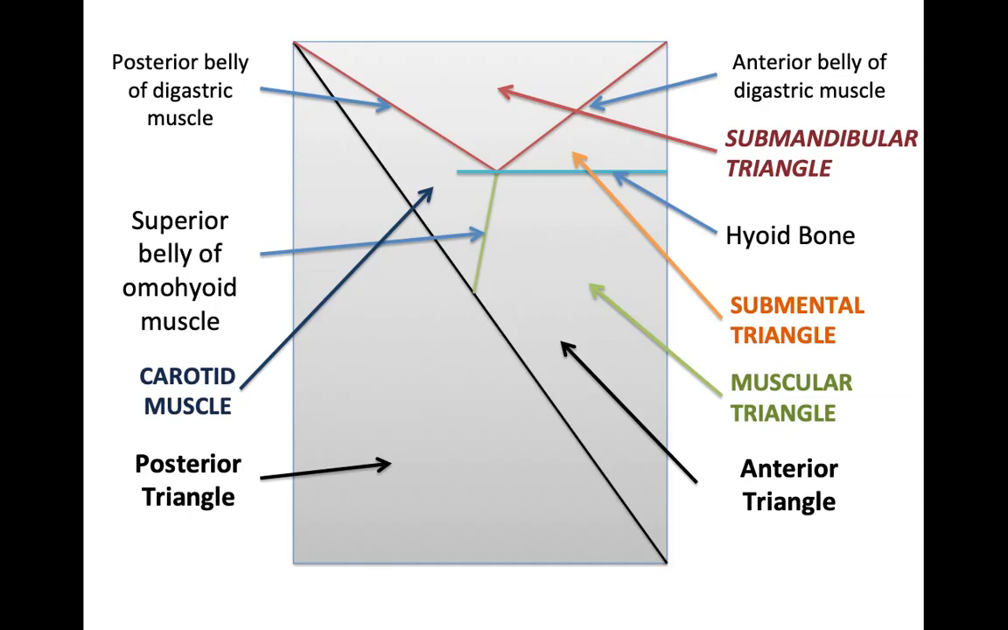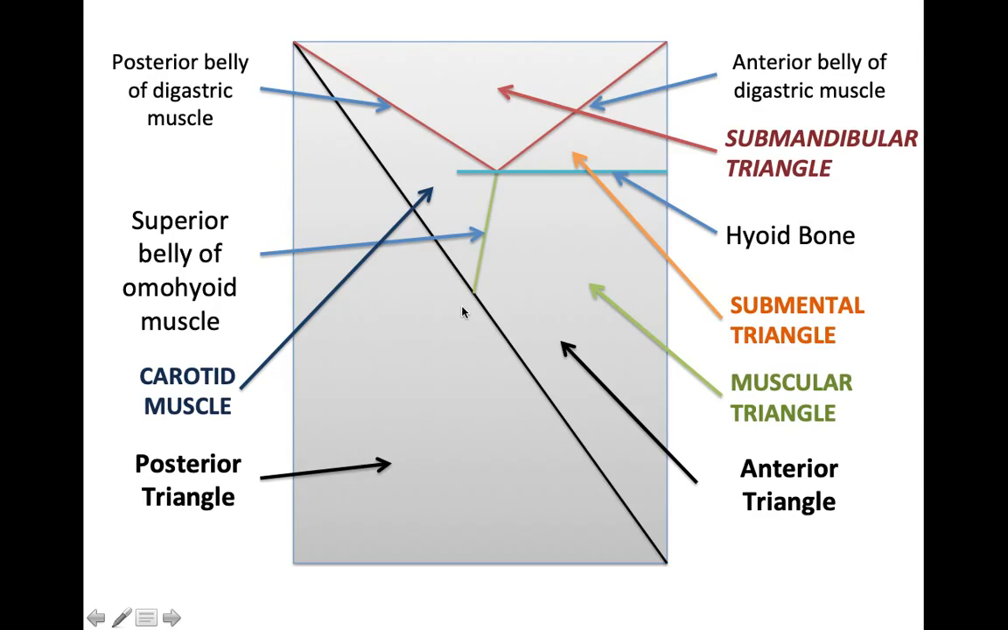Now let's talk about the carotid triangle. In the carotid triangle, you have the boundaries first. The boundaries are: superiorly there is the posterior belly of the digastric muscle, inferiorly you have the omohyoid muscle, and laterally you have the anterior border of sternocleidomastoid muscle.